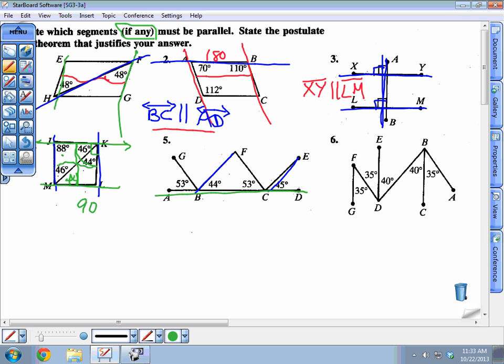No. Why not? Because one's 44 and one's 45. That's right, 44 and 45 corresponding angles are not equal, so those two are not parallel. Okay? Now let's take a look at the next figure.